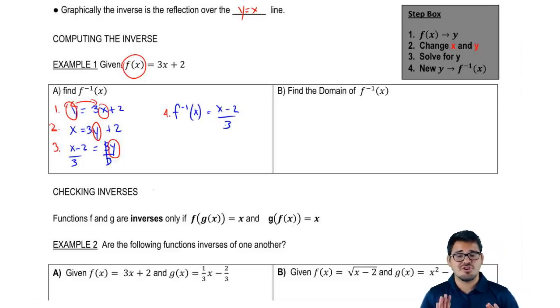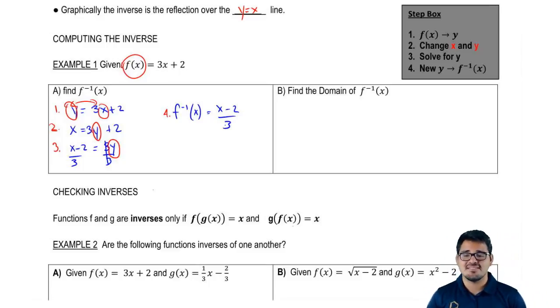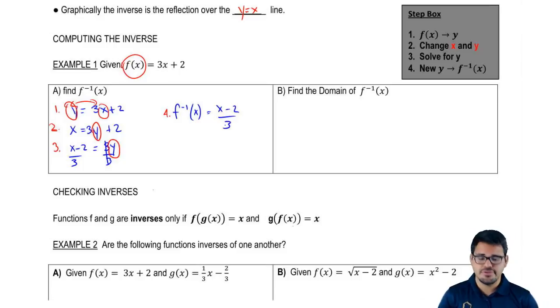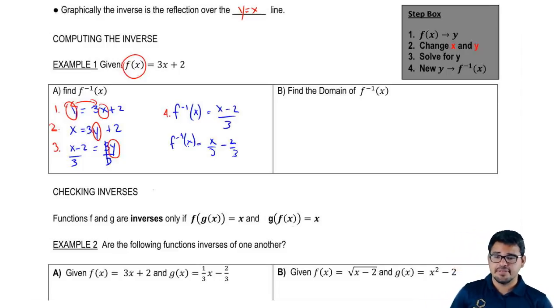Now, let's say you want to impress your professor, like, wow, this guy really has his algebra skills on point. You can go ahead and do this: divide the x by 3 and divide the 2 by 3, so you get x over 3 minus 2 over 3. So now you have computed the inverse, and you have simplified it and made it look all pretty.